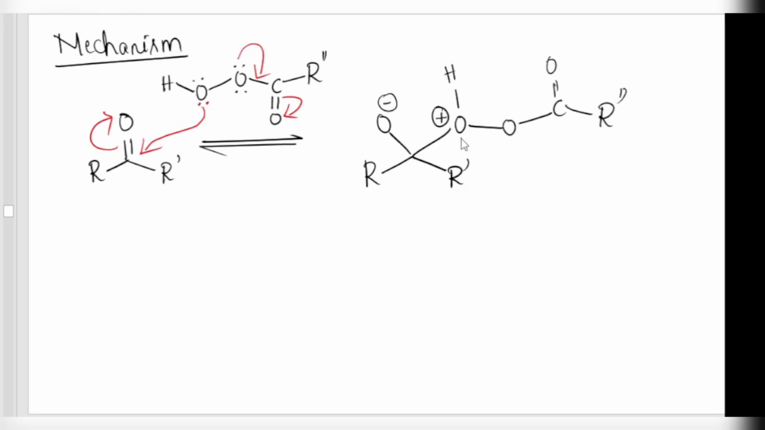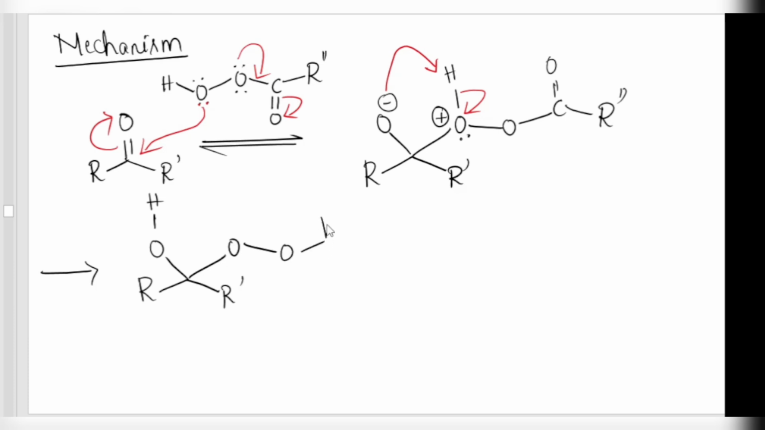In the next step, this one also has one lone pair. Now charge neutralization has to be done. Here this anion will abstract this particular proton, and charge neutralization of the oxonium ion will take place, and here we will get R, and here R prime, here oxygen is there, and here hydrogen, and here I will get oxygen, here the carbonyl group, and here R double prime. This is the intermediate we will get in the case of Baeyer-Villiger oxidation.